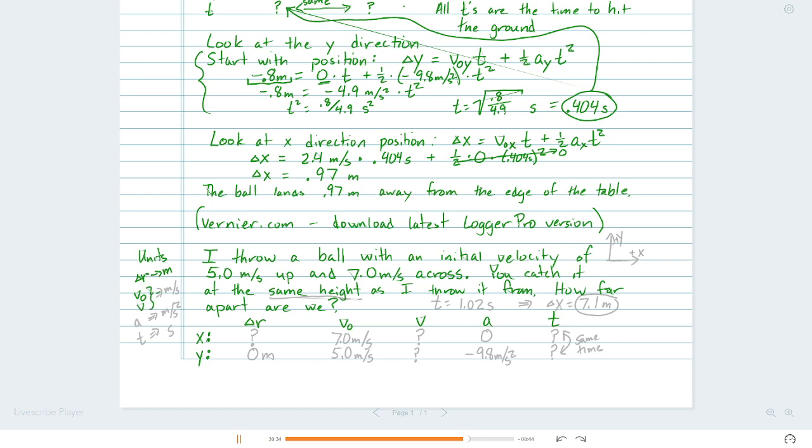V and V naught, those are going to be in meters per second. Acceleration is going to be in meters per second squared, and time is going to be in seconds. So, we have 5 meters per second and 7 meters per second. Can those be changes in position? No. They have to be what? They have to be velocity. So they're going to come in someplace over here with our velocities. Our change in position is going to be in meters.